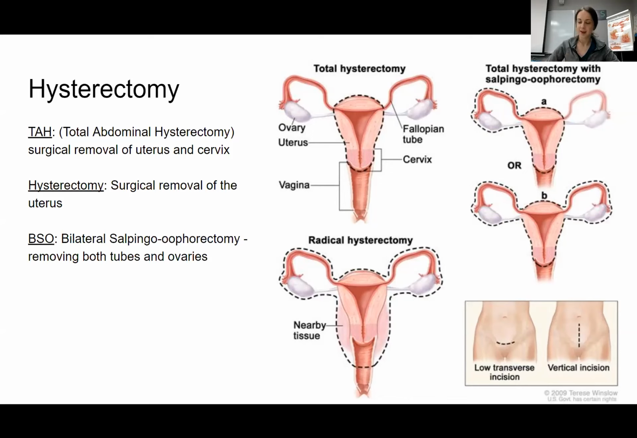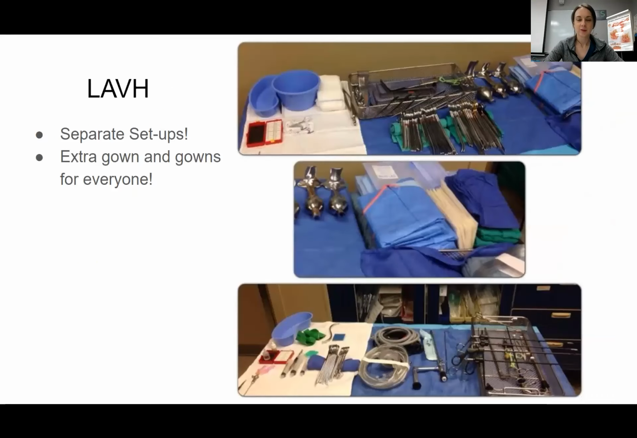Okay, let's look at LAVH then. Your book says laparoscopic hysterectomy. I would like you to make a note to the side, LAVH. That stands for laparoscopic assisted vaginal hysterectomy. As I said, not all hysterectomies are able to be done vaginally. That's because we have to free up all of this tissue and cut the ligaments to get it out. You can't always see on every patient.